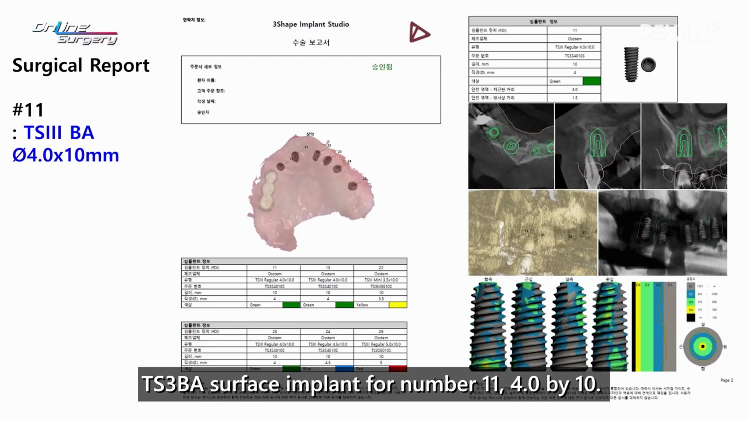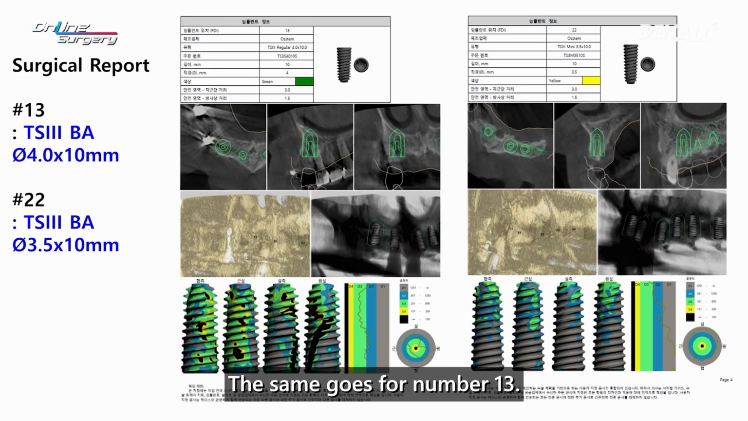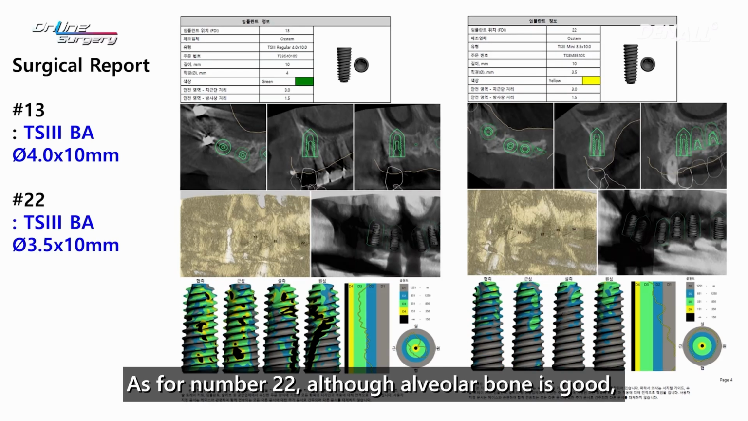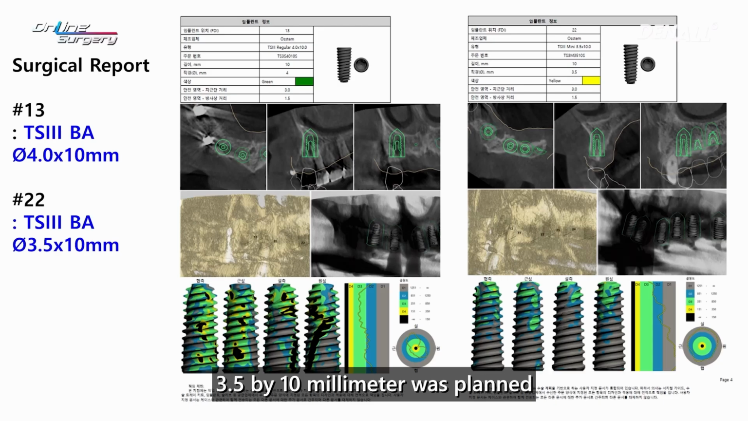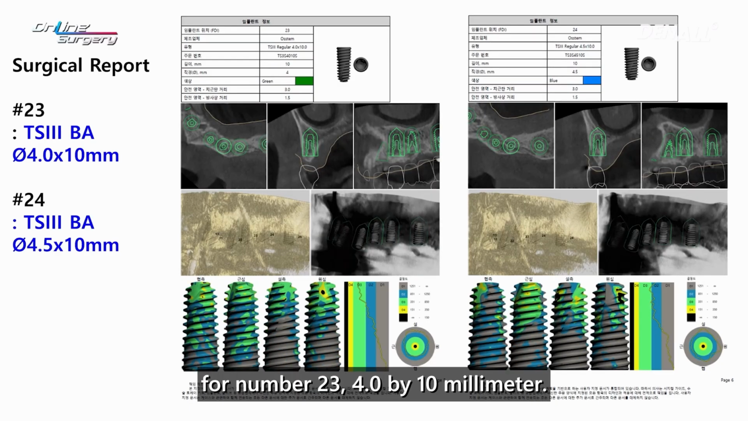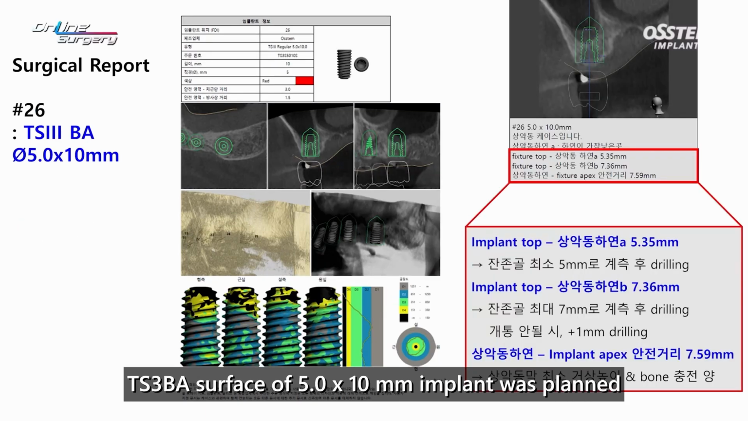TS3 BA surface implant for number 11, 4.0 by 10. The same goes for number 13. As for number 22, although alveolar bone is good, 3.5 by 10 mm was planned. For number 23, 4.0 by 10 mm, and for 24, 4.5 by 10 mm implant was planned. For number 26, TS3 BA surface, 5.0 by 10 mm implant was planned.